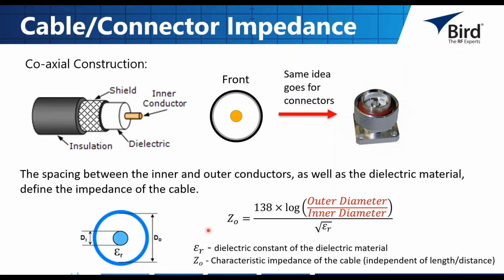And when I'm saying characteristic impedance of the cable, I'm referring to something that is independent of length or distance. This is just the way the actual configuration between outer and inner diameter and that dielectric forms the impedance. And this idea holds similarly for connectors, just as it does for cables.